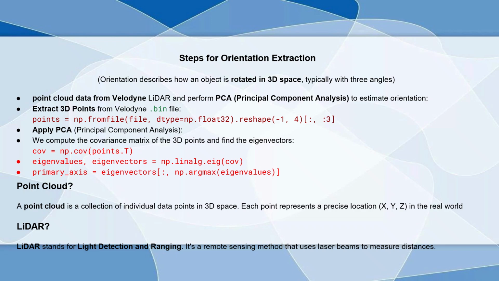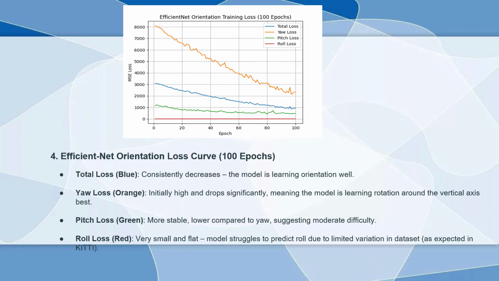And what is a point cloud? A point cloud is a collection of individual data points in 3D space. Each point represents a precise location in the real world. LiDAR stands for light detection and ranging. It is a remote sensing method that uses laser beams to measure distances.